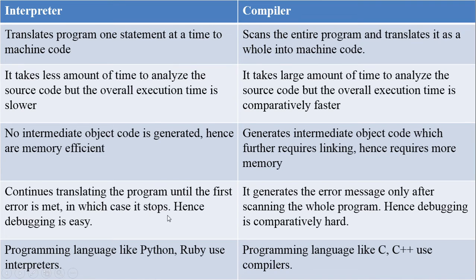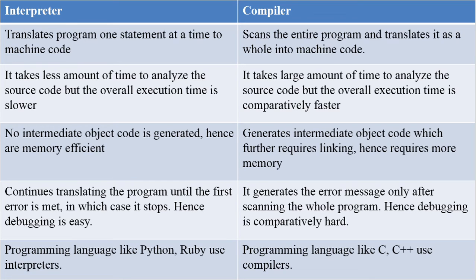The interpreter continuously translates the program until the first error is met. If there is an error in any step, it stops the conversion. Hence debugging is easy. Correct? That means it continues this activity of translating into machine code one line after another.